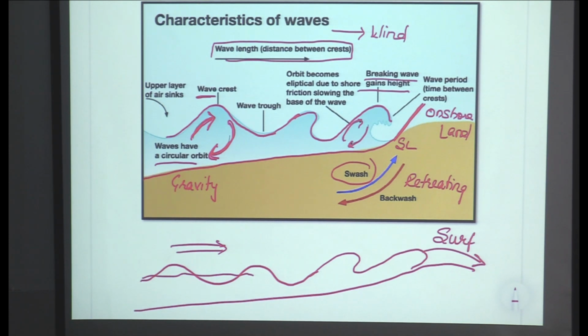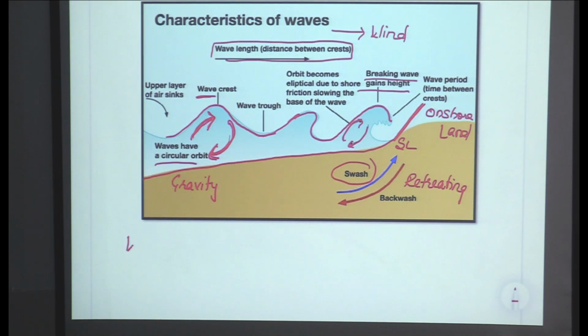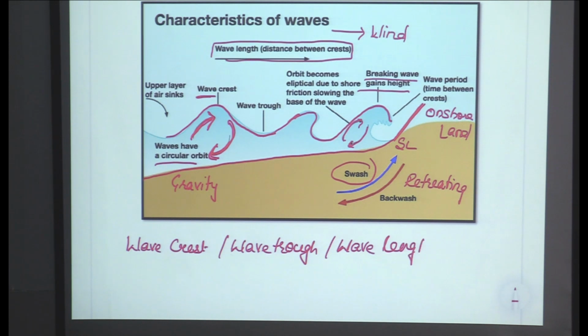So the terminology or the characteristics of waves that we correlate with can be reminded as wave crest, wave trough, wave length. Easy terms. Higher the wind velocity, taller will be the wave crest, deeper will be the wave trough, and we will have shorter wavelength. And if I am having a long wave, then the wave crest will be of shorter height.